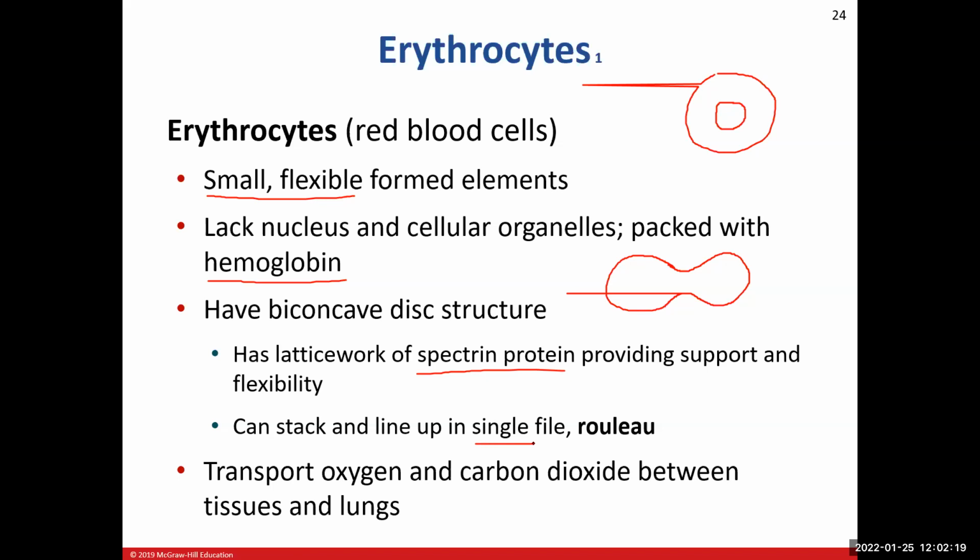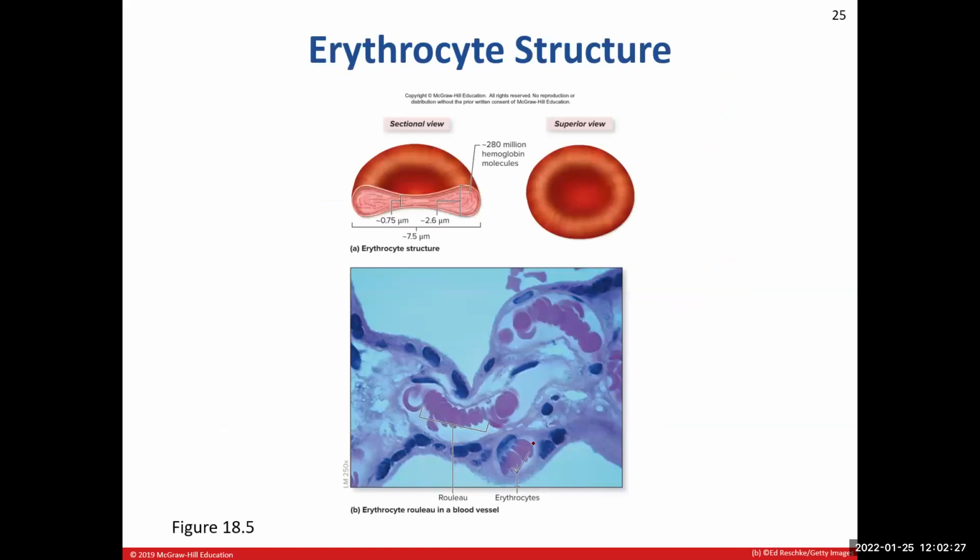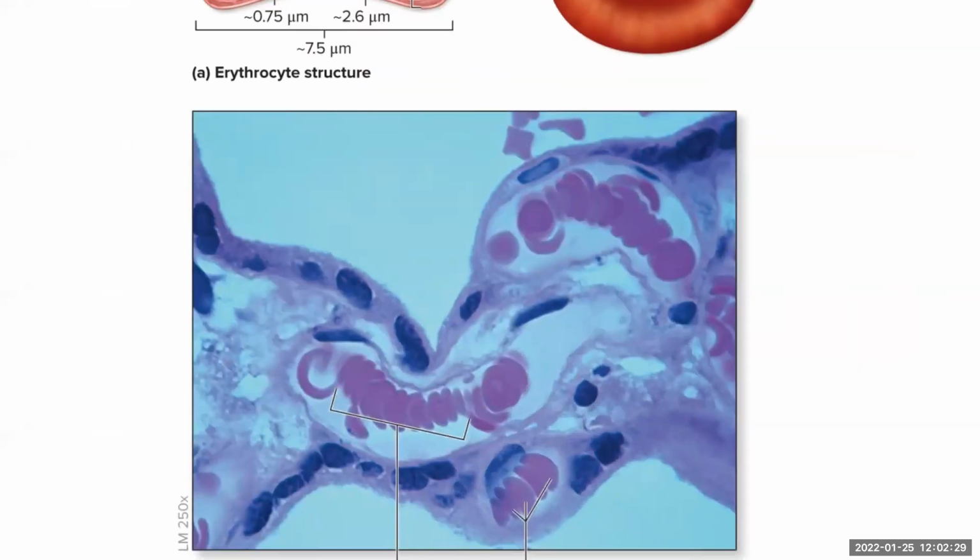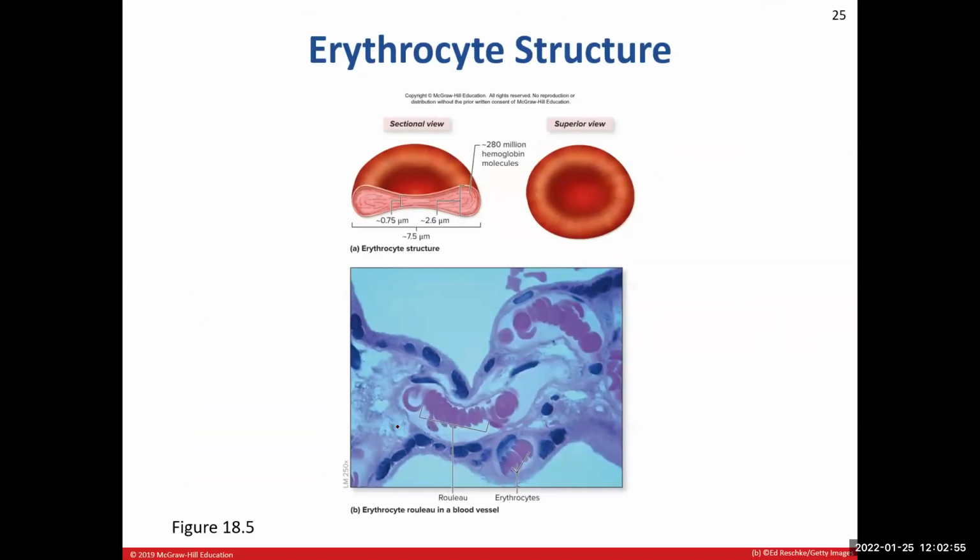We have the single file line, okay, we call that a rouleaux. And that's because it is, I'll show you, such a small, here you can see it. Here's our capillary right here. And you have all these red blood cells just stacked up on one another in that rouleaux formation there. So as they're moving through, blood flow starts to slow down a little bit. We'll talk more about that later on. All right. We want it to slow down a little bit so oxygen can leave and go into these tissues, and then carbon dioxide can exit the tissues and enter into your capillary there. All right. So we want that to happen.